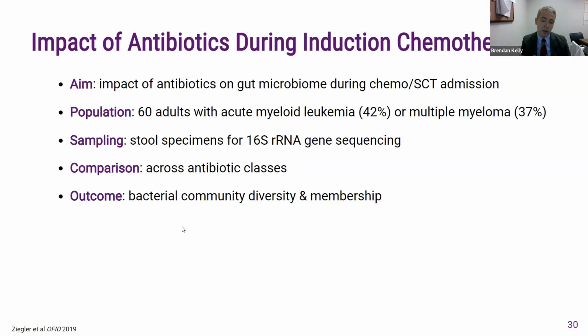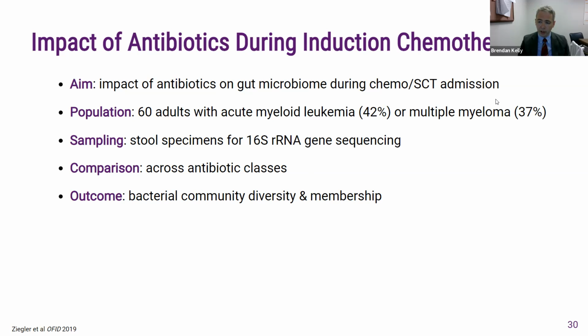And specifically how different classes of antibiotics. This was during a period at HUP where we were just introducing levofloxacin prophylaxis, primary prophylaxis for allo bone marrow transplant patients. And so it was sort of a good natural experiment to be able to compare the introduction of that levofloxacin prophylaxis. So we enrolled 60 adults who were admitted either for induction chemo and stem cell transplant or just chemotherapy. About 42% of them had AML.